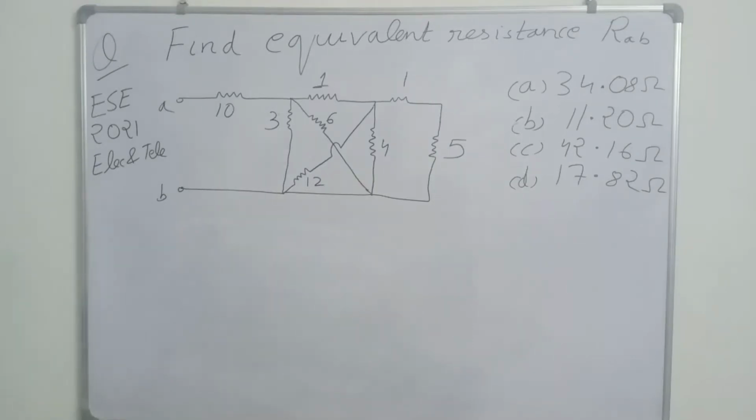Welcome, my name is Kush Rastogi and we are solving this ESE 2021 Electronics and Telecommunication question. So we have to find the equivalent resistance, and first I will tell you the short trick, then I will tell you the long method.